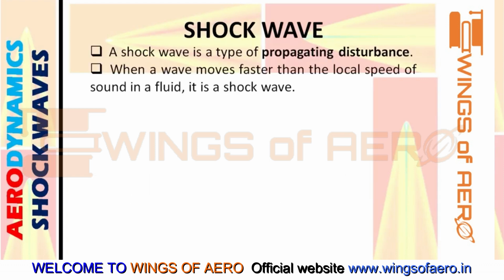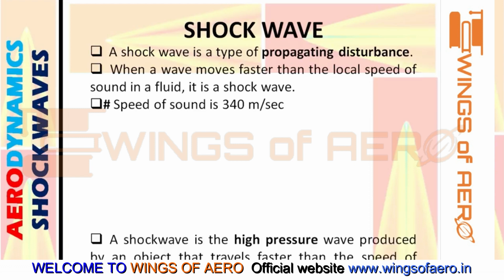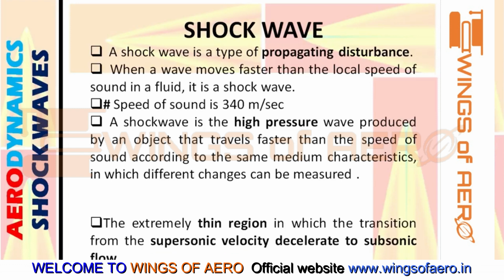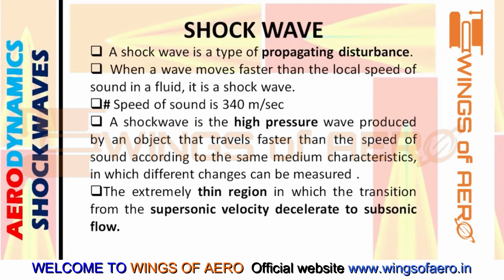Shock wave is a type of propagating disturbance, and it moves faster than the local speed of sound in a fluid, around 340 meters per second. A shock wave is a high pressure wave produced by an object when that object moves faster than the speed of sound in the same medium. And it is also an extremely thin region, maybe of 10⁻⁵ centimeter.